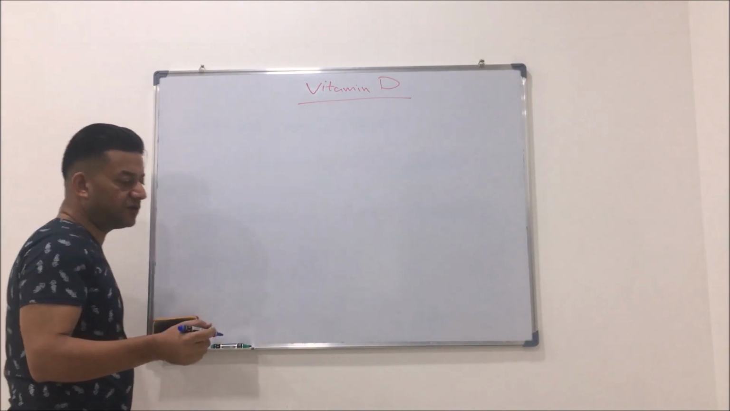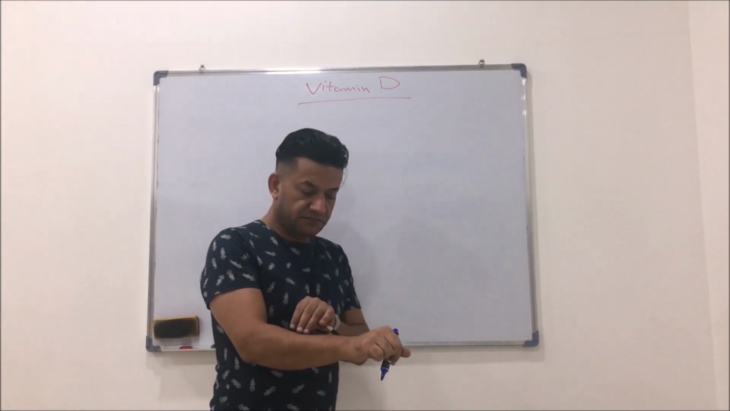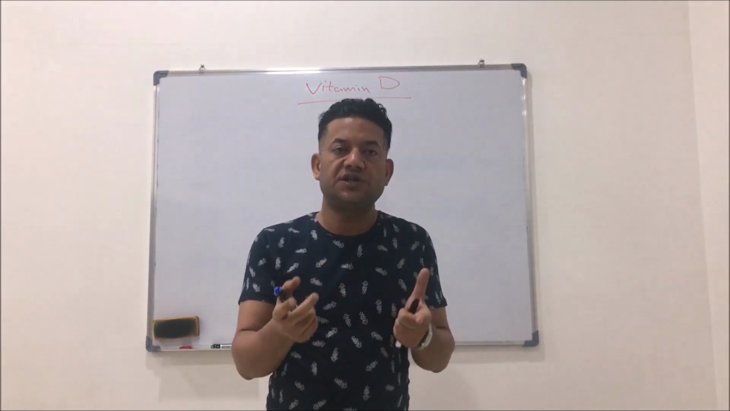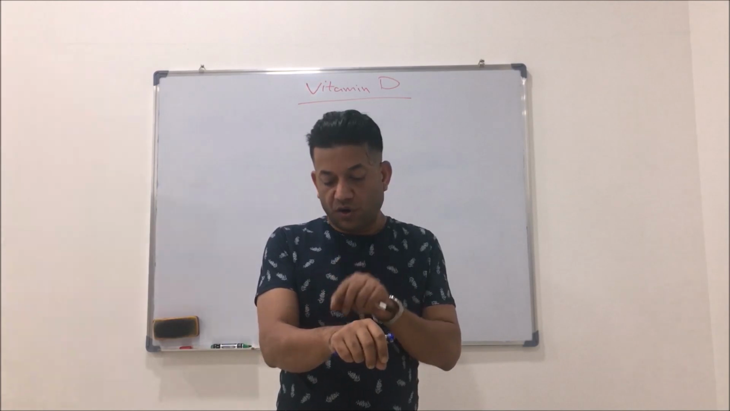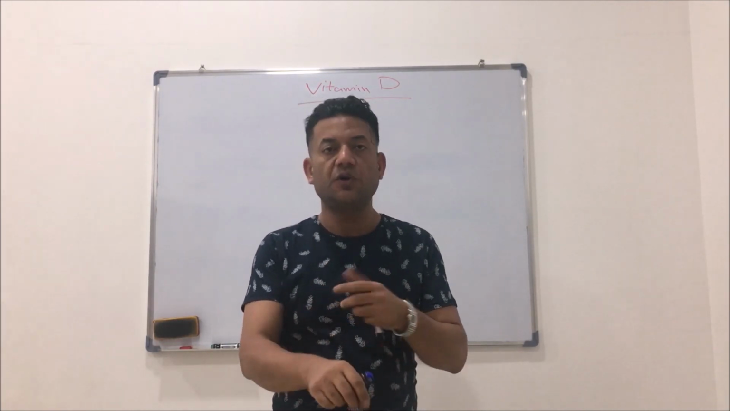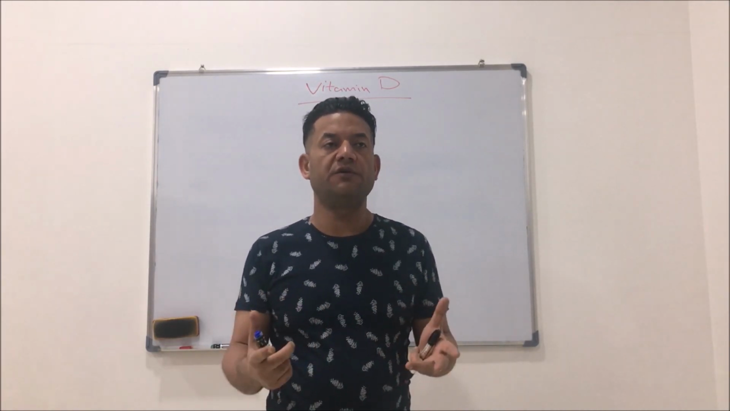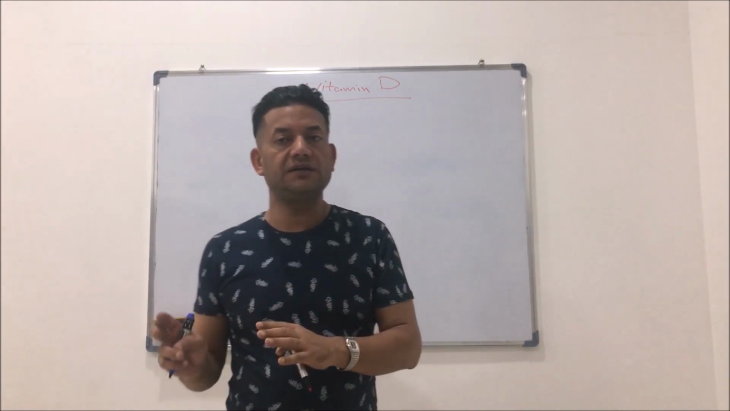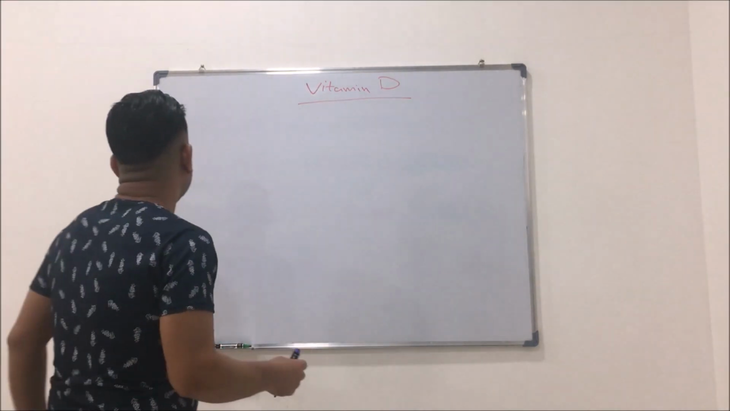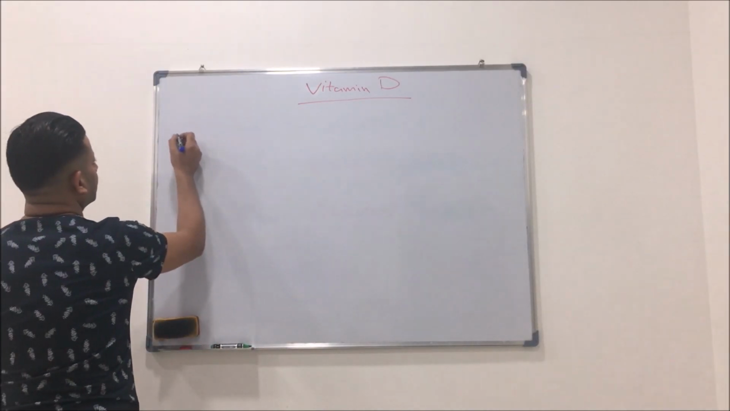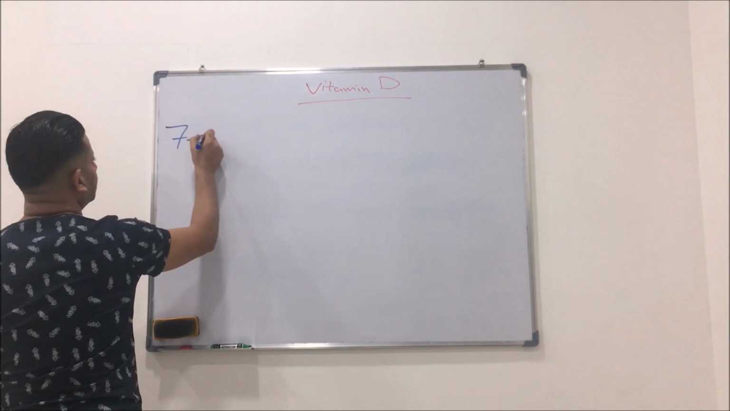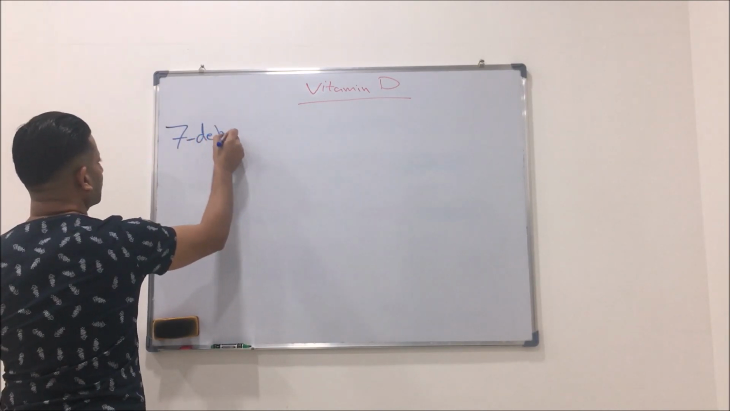Vitamin D is formed in the skin by what? By radiation of a previously found cholesterol compound. By what? By UV light or ultraviolet radiation. So the radiation of 7-dehydrocholesterol.